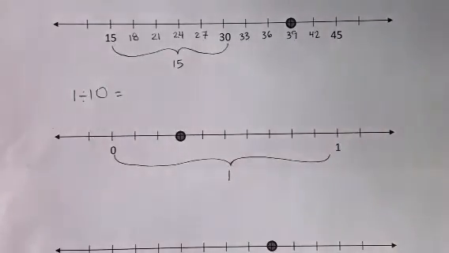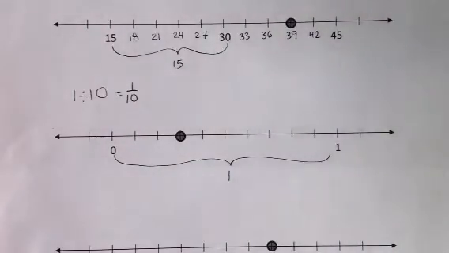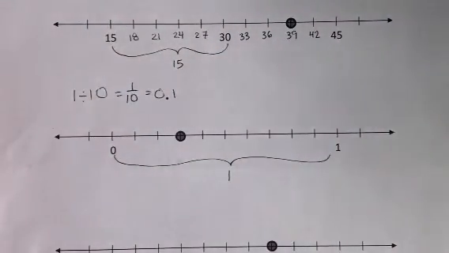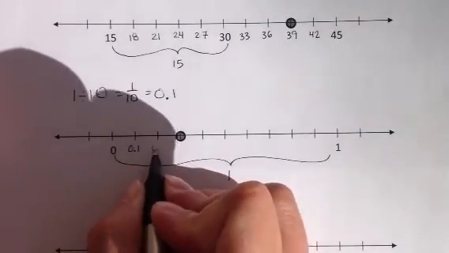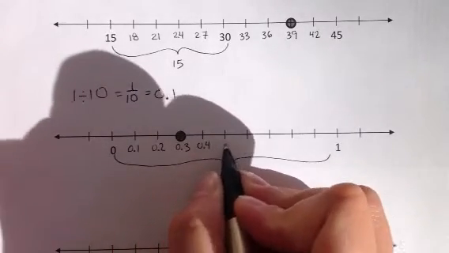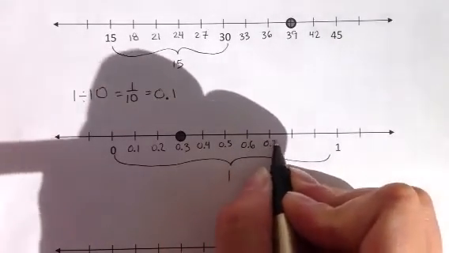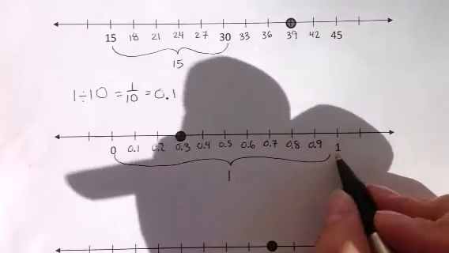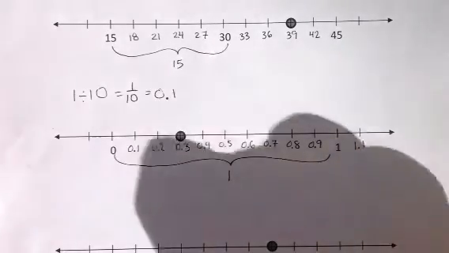Now, tenths can be written either as a fraction or as a decimal. So I'm going to show you both, 1/10 or 0.1. Okay, those are the same. So here would be 0.1, 0.2, 0.3, 0.4, 0.5, 0.6, 0.7, 0.8, 0.9, and 1.0 gets you to 1. So this would be 1.1 and so forth.